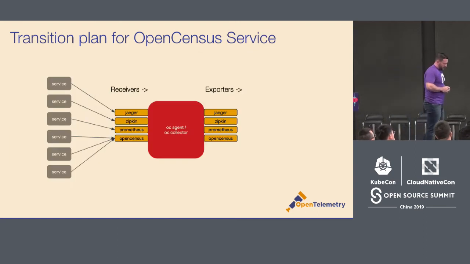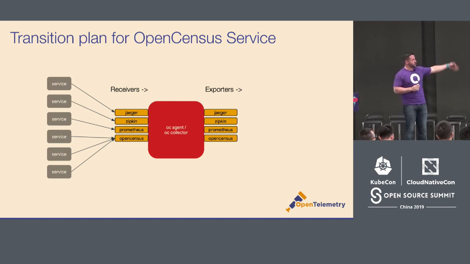And now let's talk about the OpenCensus service. So I mentioned that's made up of an agent and a collector. If you're not too familiar with the architecture, there's a notion of receivers, how you get data into the OpenCensus service, and exporters, how you get data out of the OpenCensus service.